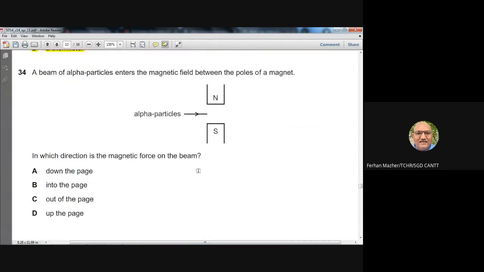A beam of alpha particles, which are positive, enters the magnetic field between the poles of a magnet. Here we have the north pole, and the direction of the magnetic field is from north to south. The alpha particles, which are positively charged, are going from left to right. Which direction is the magnetic force on the beam?